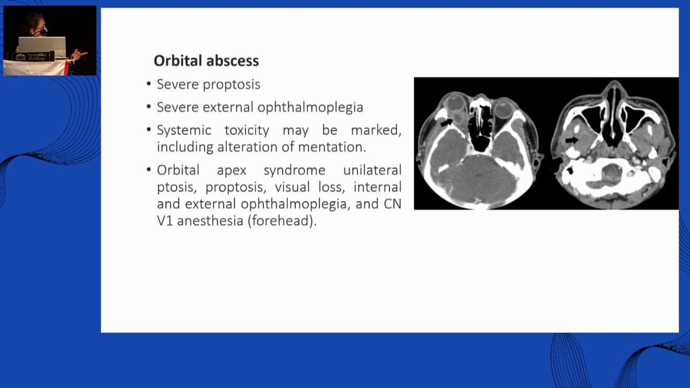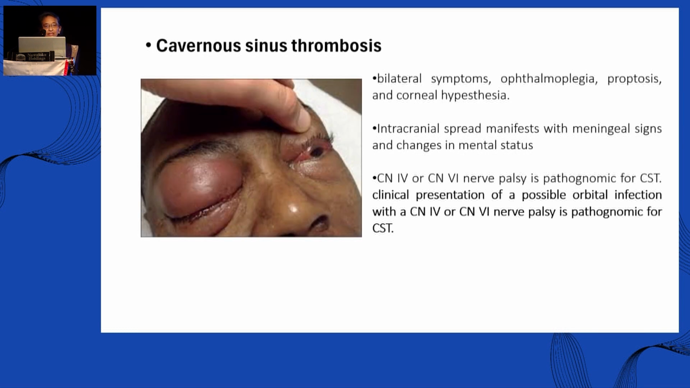The CT picture shows the collection of pus in the posterior globe space. And the other one is cavernous sinus thrombosis. It usually has bilateral symptoms, and there will be all the other features which I have explained. So those are the 5 stages that have been described.